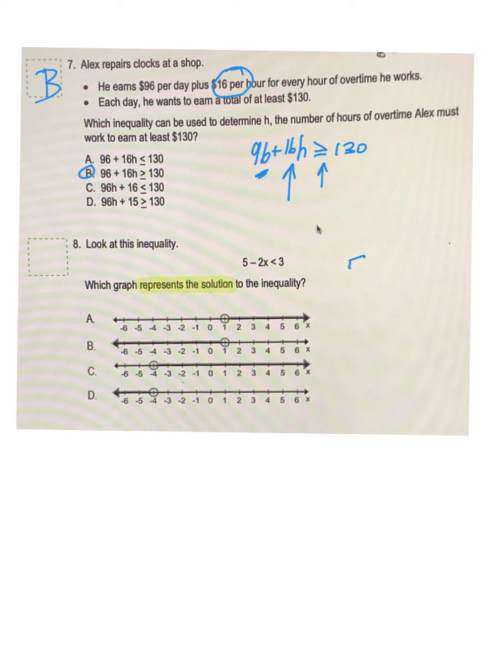Let's see, I'm going to write it over here. That's a minus. Excuse my sniffling, my allergies are so bad today.